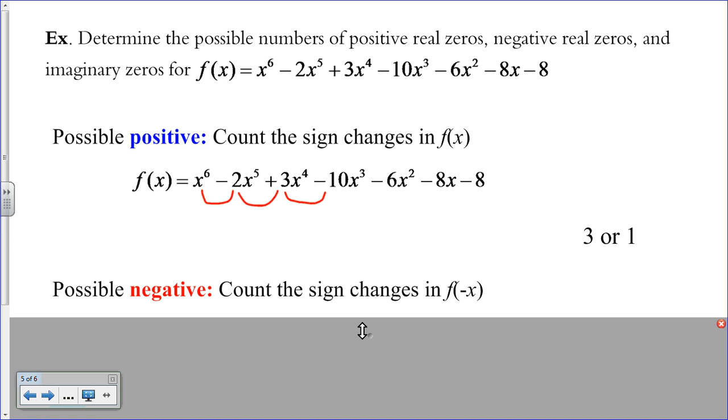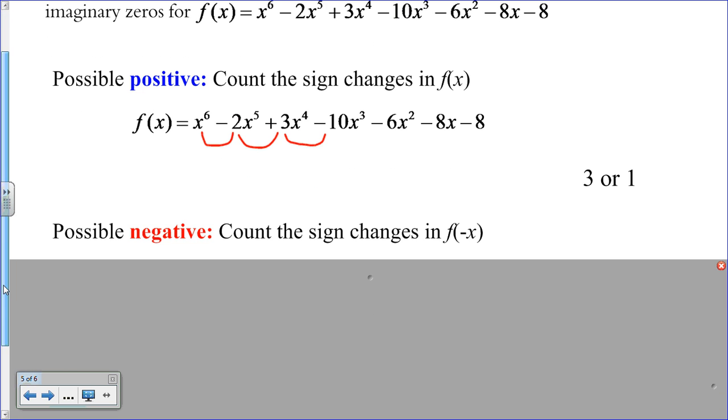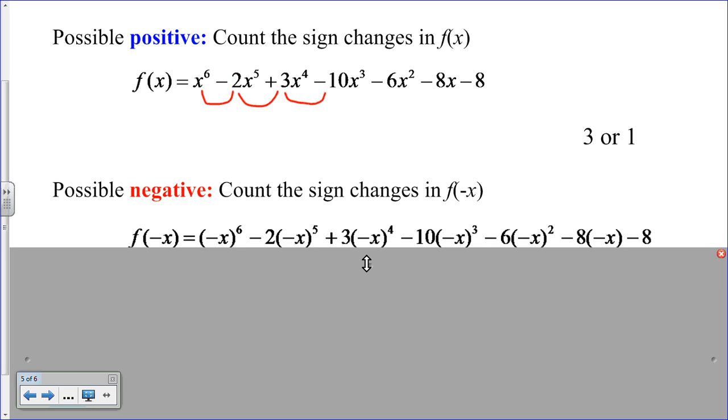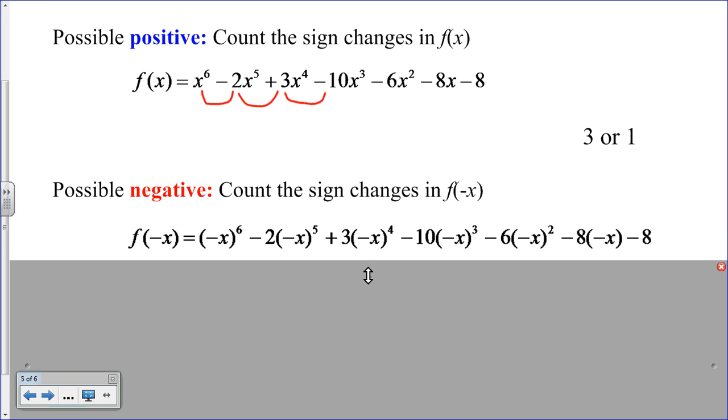To figure out the possible negative real zeros, we're going to count the sign changes in f of negative x, which means we need to replace all of the x's in this function with negative x. So it looks pretty long and complicated at first because I'm showing out the work. If you skip this step where you show the work, that's fine, because eventually we will have to simplify this. So I've replaced x with negative x in parentheses everywhere that I see it.